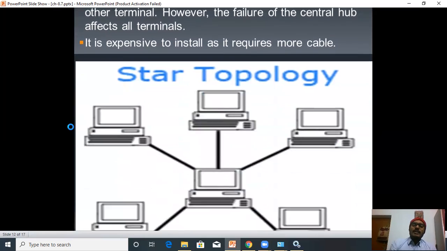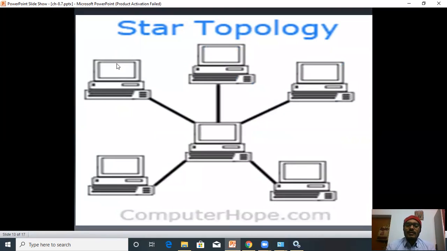In this system, suppose system number one wants to transfer data to system number two. So it cannot directly transfer the data. System number one will send the data to the server, and the server will transfer the data to system number two. Understood?